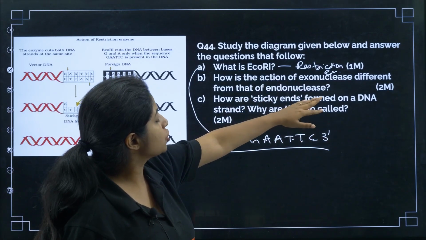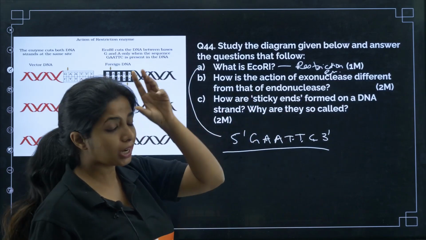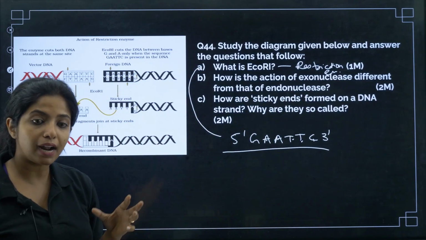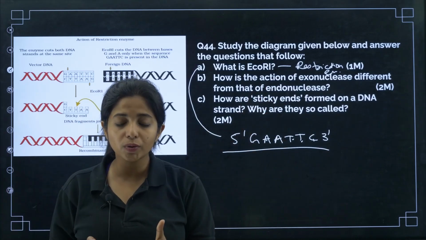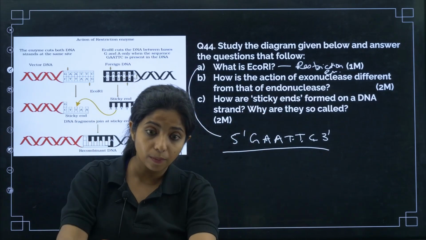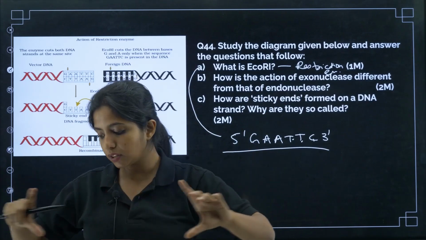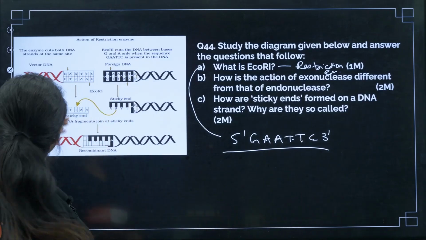Now, how is the action of exonuclease different from that of endonuclease? Exonucleases are enzymes that cut the DNA at the ends. Endonucleases are enzymes that cut the DNA from the middle part, and they do it by reading the whole DNA sequence. It's not a random process that happens.